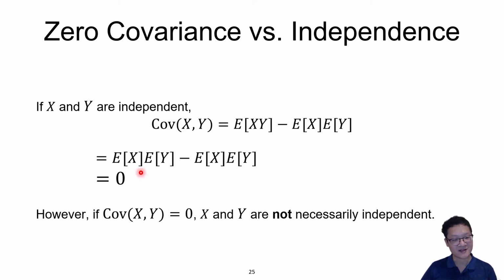Okay, so this is something that we should be careful of. If x and y are independent, then the covariance of xy equals, well, this is the definition, e of xy minus e of x, e of y. And we know that for independent variables, we can split this e of xy into e of x times e of y. And then these two terms would cancel out and you get 0. So independence implies covariance is 0. However, covariance is 0 does not imply x and y are independent.